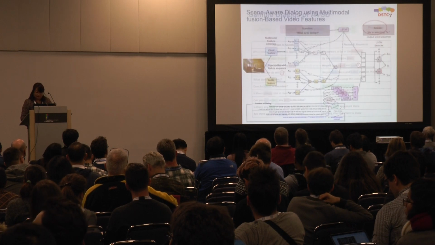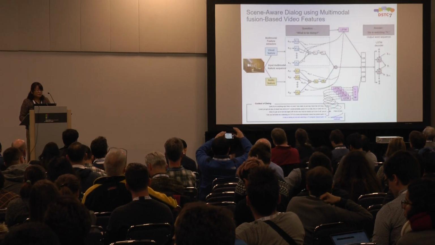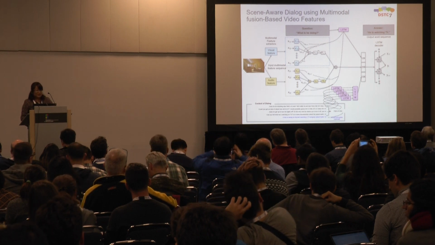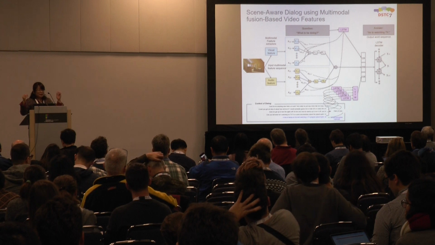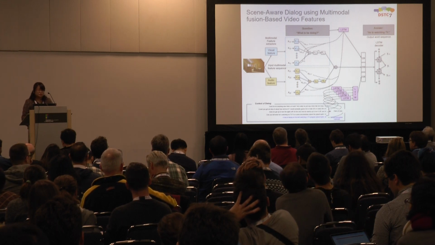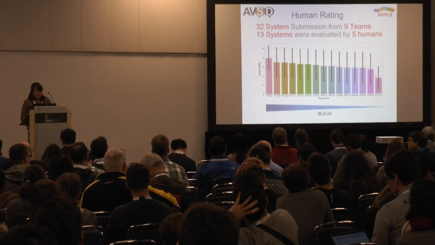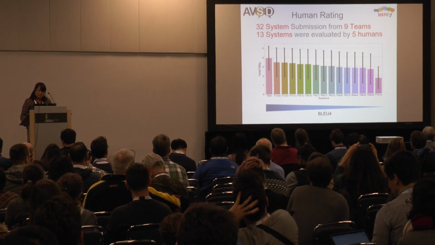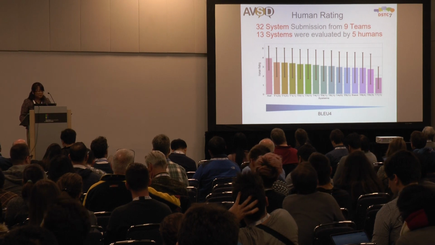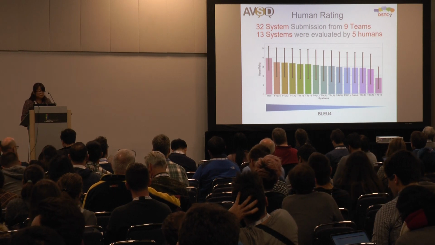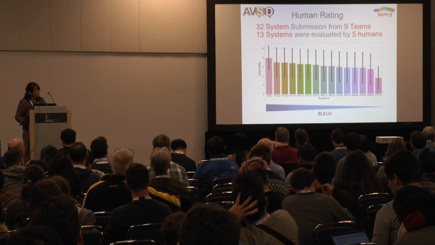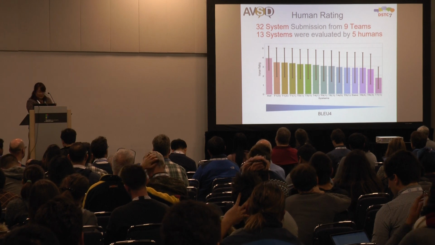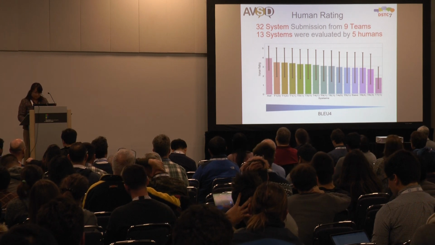This is very good. And we built the baseline system using multimodal fusion, audio-visual fusion, and question answering, everything put into one pot to generate the answers. And this is the performance. We got 9 teams who submitted 32 systems. And we evaluated 13 systems with 5 humans. And we sorted the results based on BLEU 4. Actually, human rating corresponds to that BLEU 4.